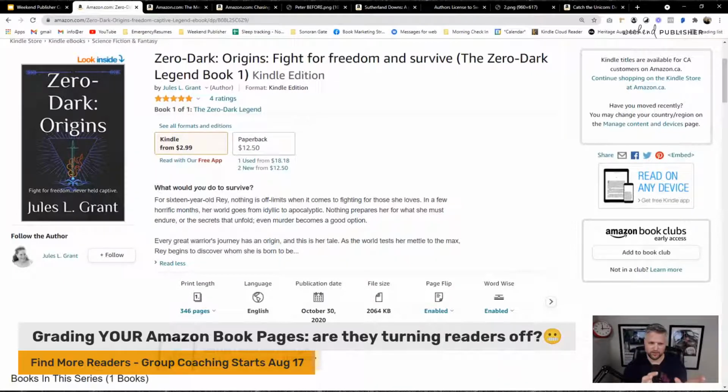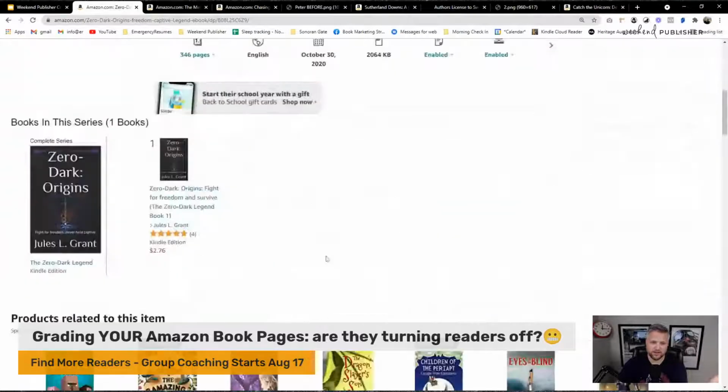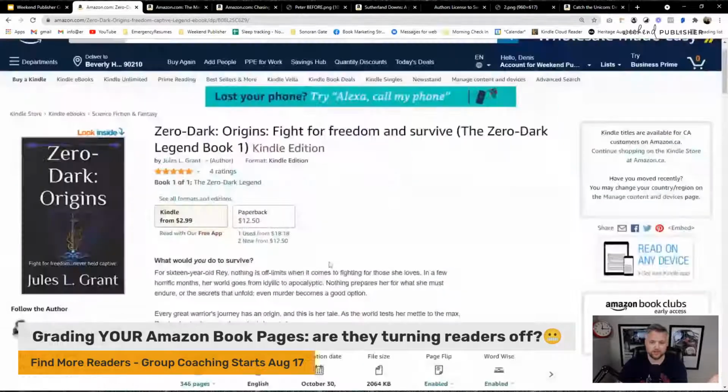But what I'm looking for as well is, for 16-year-old Ray, nothing is off limits when it comes to fighting for those she loves. In a few horrific months, her world goes from idyllic to apocalyptic. I would like the first sentence here: nothing is off limits when it comes to fighting for those she loves. I would like it to be something about where her world was idyllic. Give me a little bit about how she was before this happened, the typical Act One type of stuff in a book. I want a sentence about that, something relatable, preferably relatable to the potential audience. And if this is the case, then it would be the coming of age young adult audience.